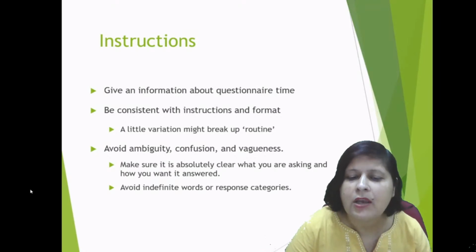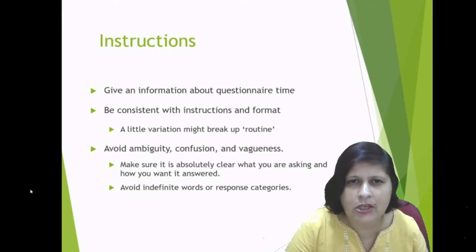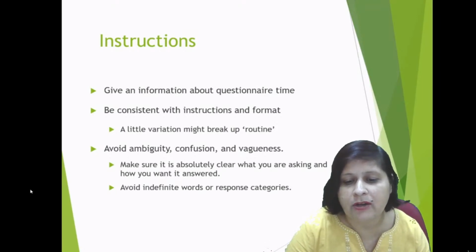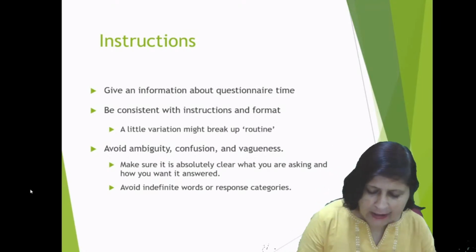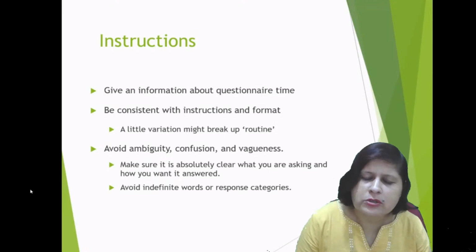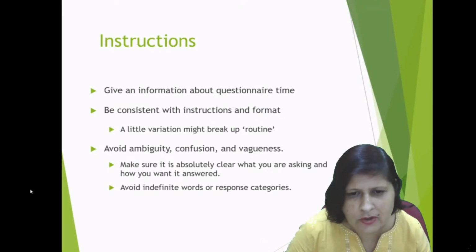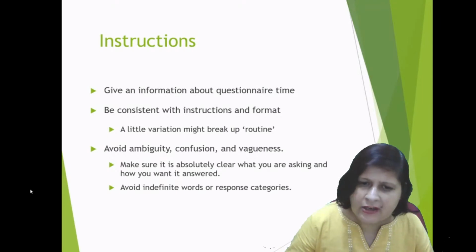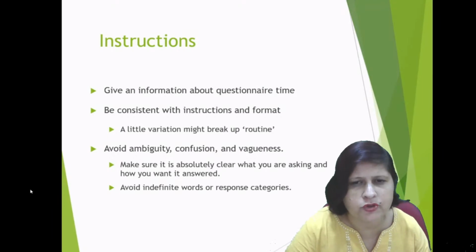Avoid ambiguity, confusion, and vagueness. There should be no ambiguity, no confusion, no vagueness. It should be crystal clear. Make sure it is absolutely clear what you are asking and how you want it answered. If you want the respondent to choose only one option, it should be very clear that they should choose one option. Or if the respondent can choose more than one option, make it clear. There should be no confusion, no ambiguity.